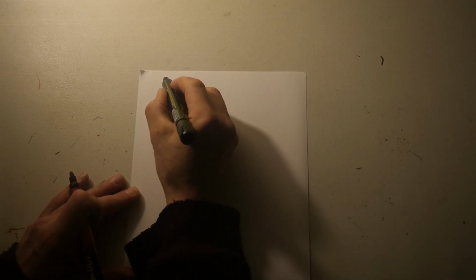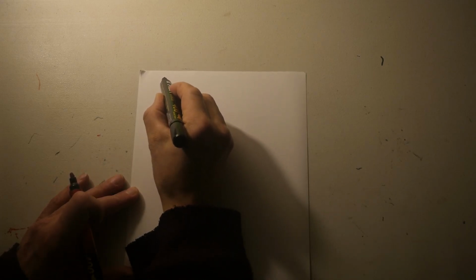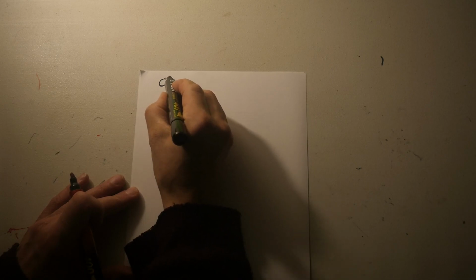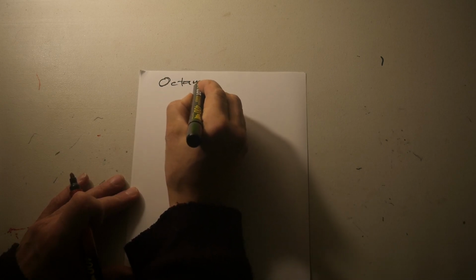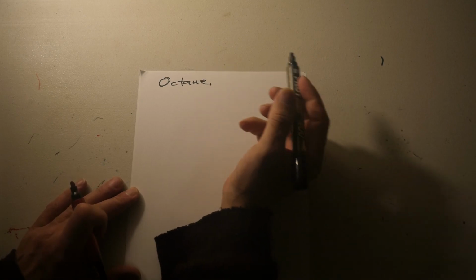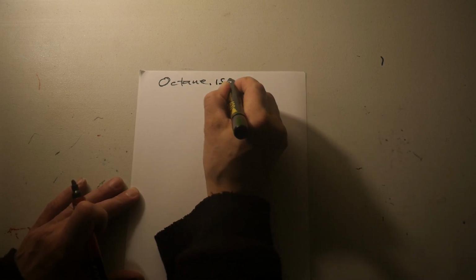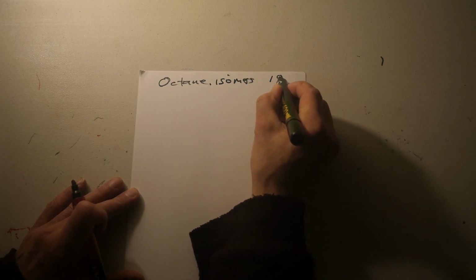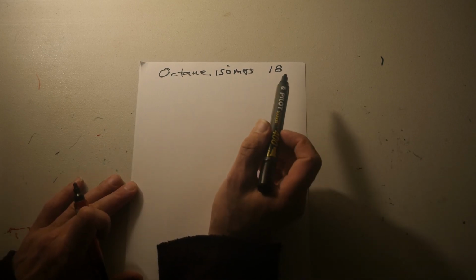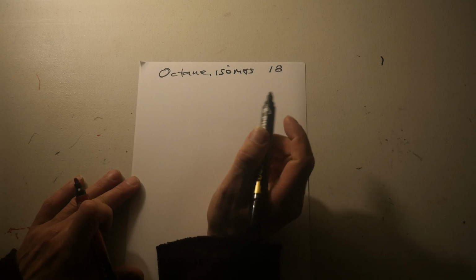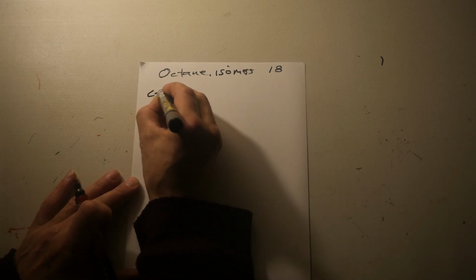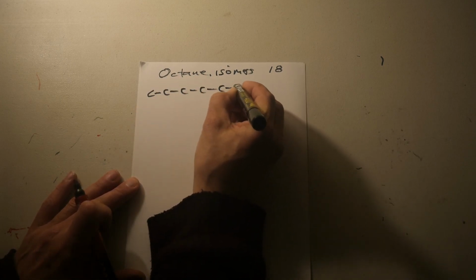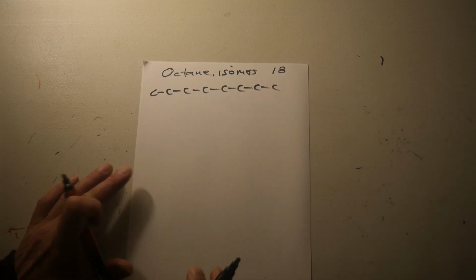So I thought I'd demonstrate octane, how to find the isomers of octane. There are actually 18 of them in total. I know that from a textbook, but also from searching. So this is 1, 2, 3, 4, 5, 6, 7, 8.